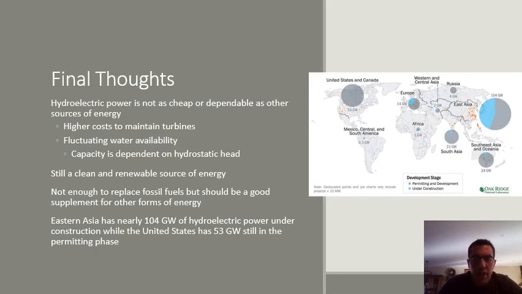Lastly, I just wanted to mention how the global stage plays out. There are 53 gigawatts that the United States and Canada have in the permitting phase, whereas you can see Eastern Asia is moving a little bit more. They have a percentage of theirs under construction, and that's 104 gigawatts. So a lot of the world are in permitting, but Eastern Asia seems to be moving a little bit more and getting to the construction aspect of it.